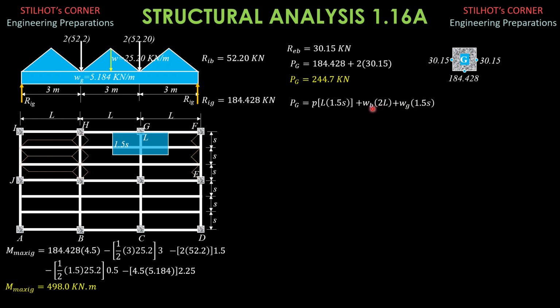The weight of beam is 3.24 kilonewtons per meter. The uniform weight of girder is 5.184 kilonewtons per meter. So substituting, the pressure is 8.4 kilopascals times 5 times 1.5 times 3, plus 3.24 times 2 times 5, plus 5.184 times 1.5 times 3. Computing, it is also equal to 244.7 kilonewtons.